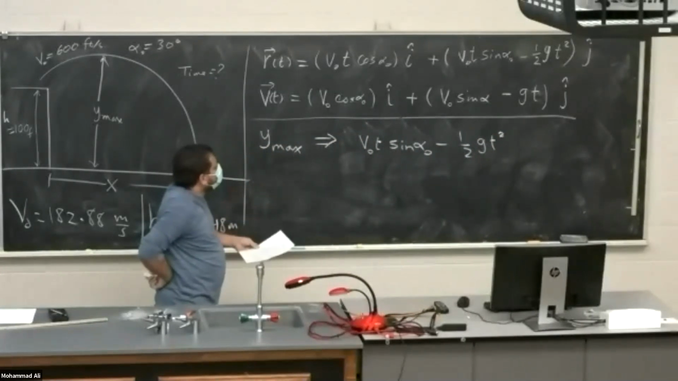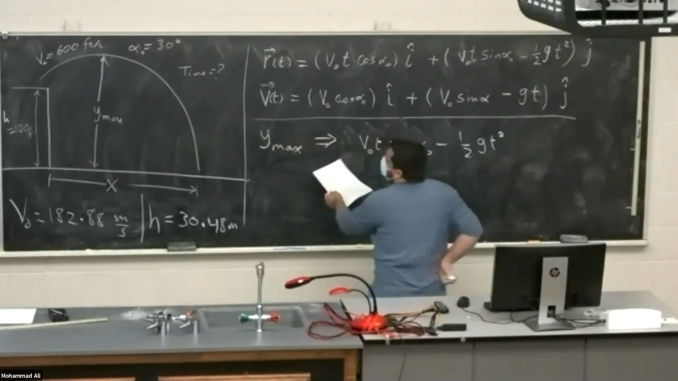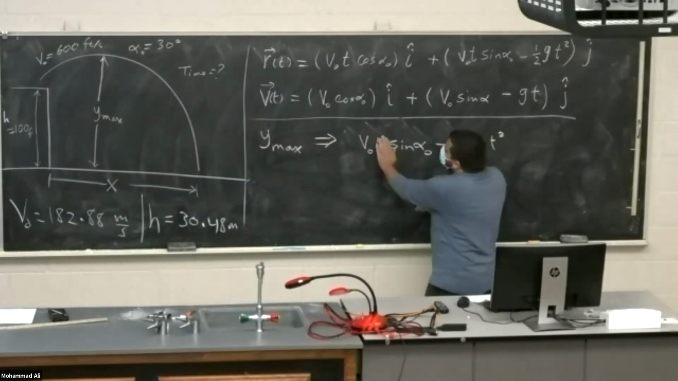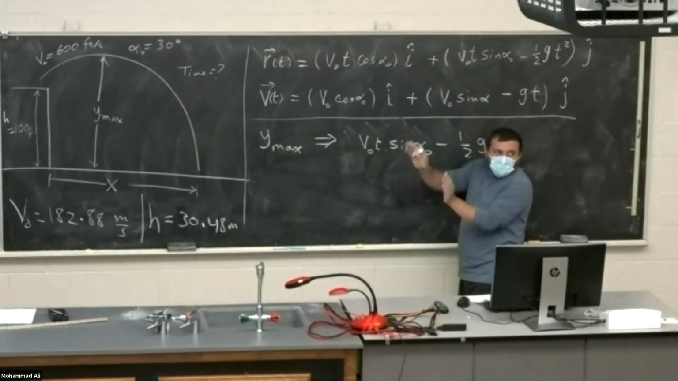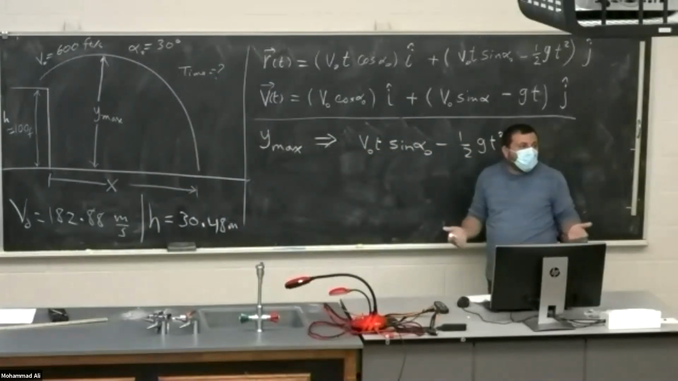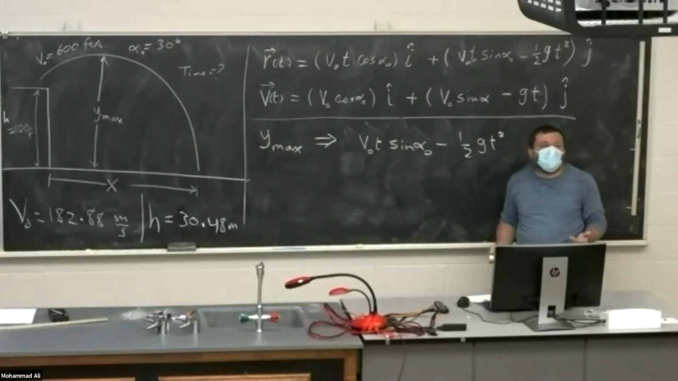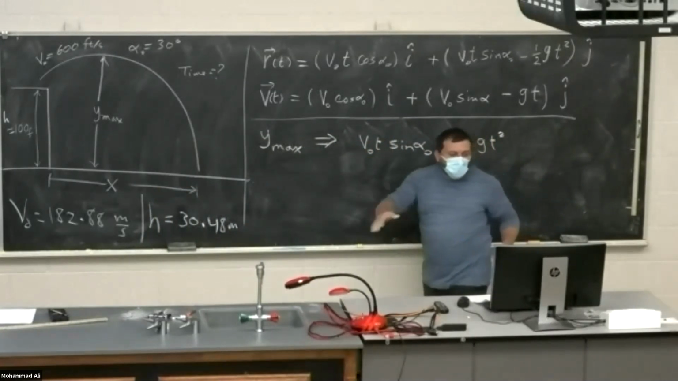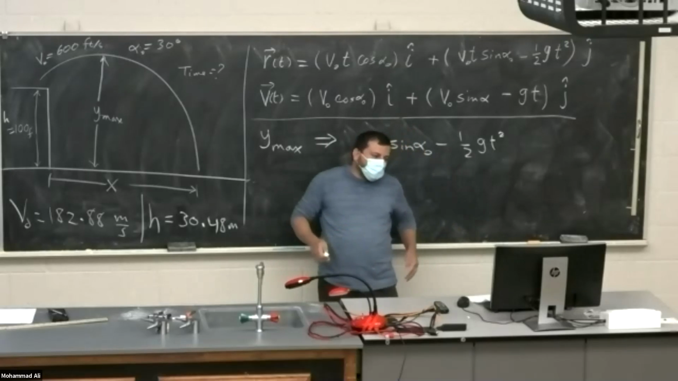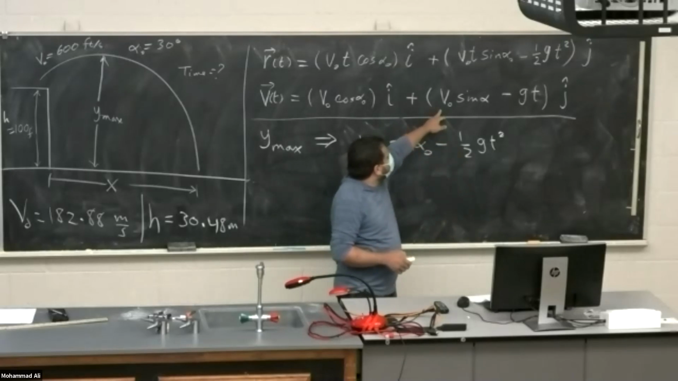How can I find it? V naught, I know V naught. V naught sine alpha is Vy naught. G is given. What about T? I don't know T. From where can I find T? I was solving using this equation, but now I need to use the other equation, which is this one.